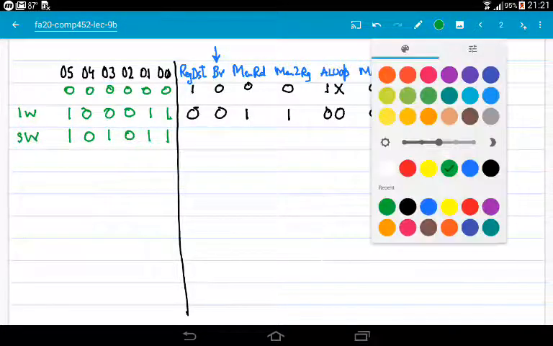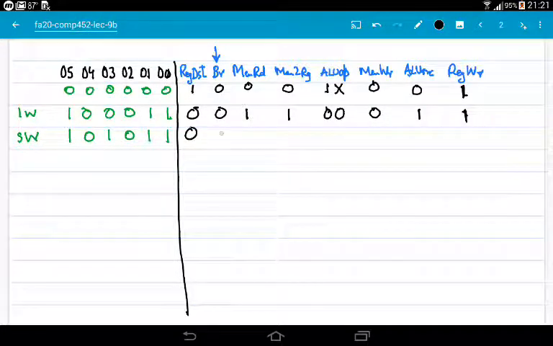No, we want to use black color. Okay, it's not a branch instruction, so BR is 0. Are we reading memory? No, we are not reading memory, so this is 0.